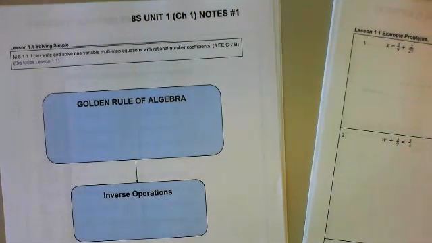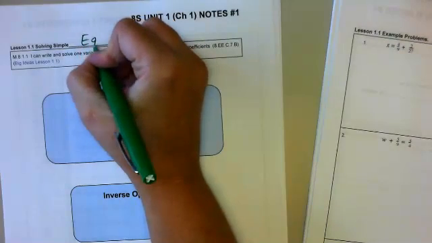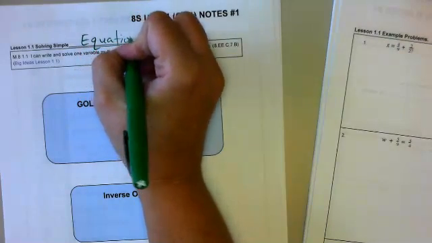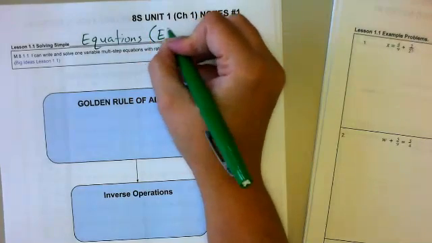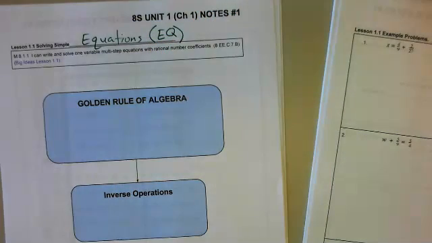And today we are going to be doing lesson 1.1, solving simple equations. Now, just something to keep in mind. I know everybody loves abbreviations, so my abbreviation for equations is EQ. You'll see that I use that a lot, okay? I can write and solve one variable multi-step equations with rational number coefficients, okay?